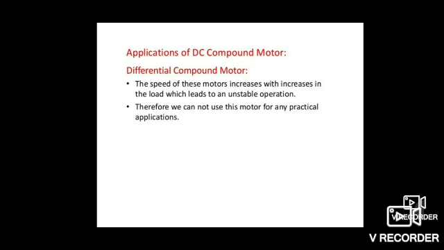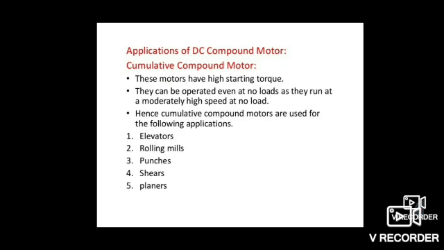And next one is applications of differential common motor. The speed of this motor increases with the increase in the load, which leads to an unstable operation. Therefore, we cannot use this motor for any practical applications. So, mainly we are using the cumulative common motor for elevators, rolling mills, punches, shears and planers.